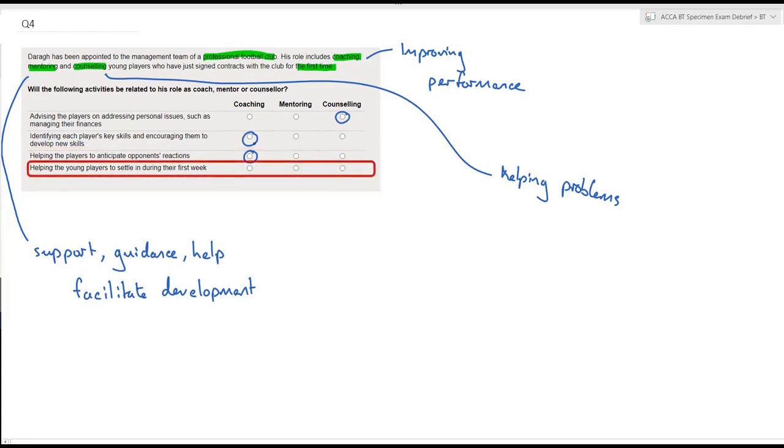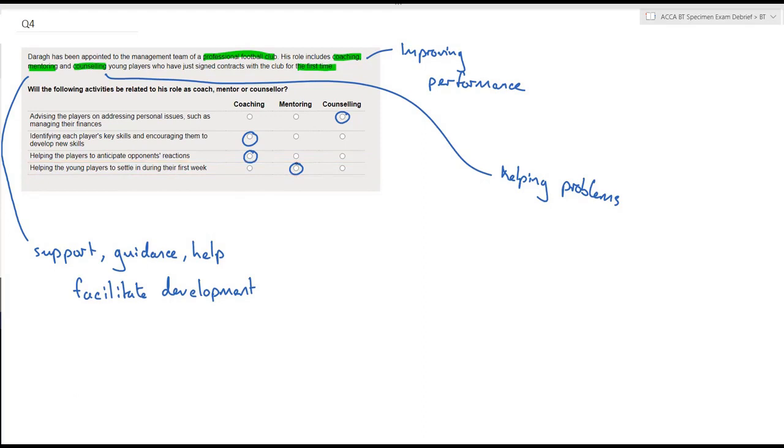And then helping the young players to settle in during their first week. It would be easy to put down mentoring straight away because we haven't used it yet. But do remember, there is no need for a question to be set where each one of the answers is used. However, with mentoring, providing support, guidance, helping their learning and development, I think helping the young players settle in during that first week is probably most aligned to mentoring.